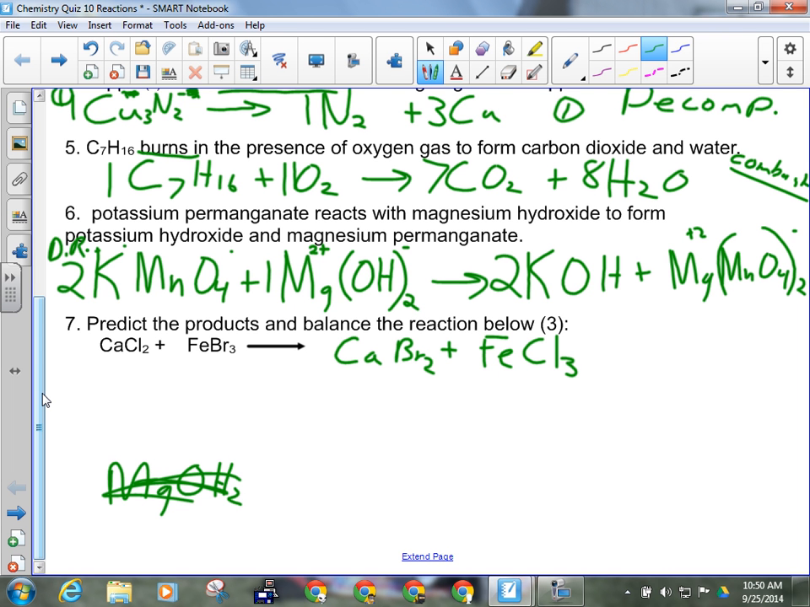Okay, now I've got to balance the whole reaction. Lowest common multiple of 2 and 3 for bromine is 6, so a 2 there and a 3 there. That 3 needs to be balanced over here. 3 calciums gives me 6 chlorines. 2 there will balance the chlorines and the irons. And so you'll get 3, 2, 3, 2.